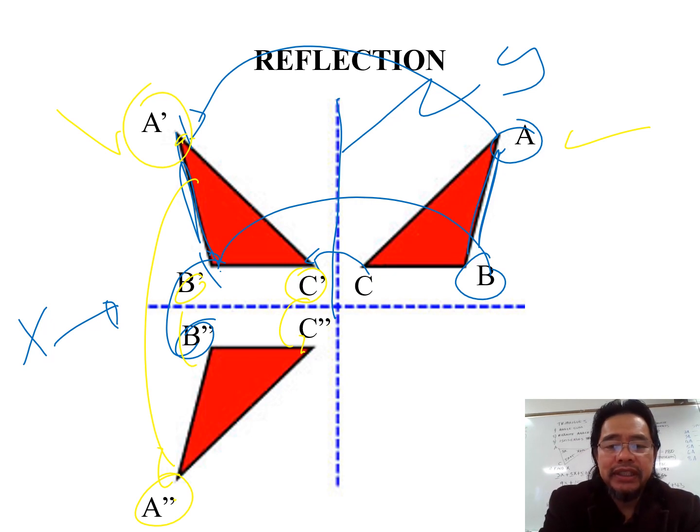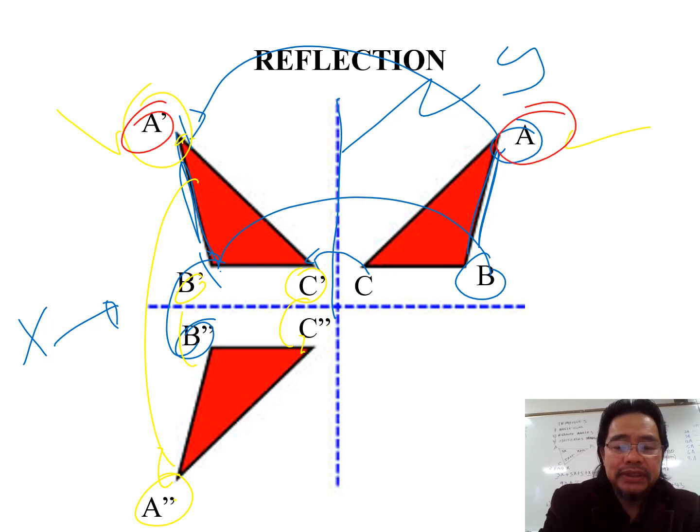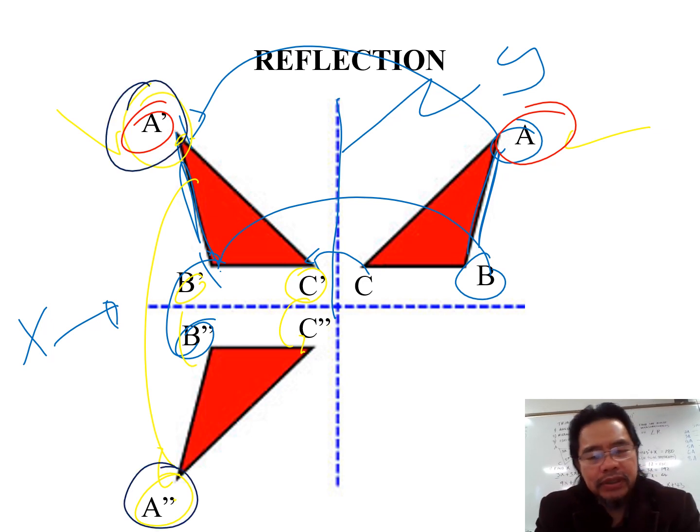Those are what I was saying. The rightmost becomes the leftmost. The highest point becomes the lowest point because it flips over. That is reflection.